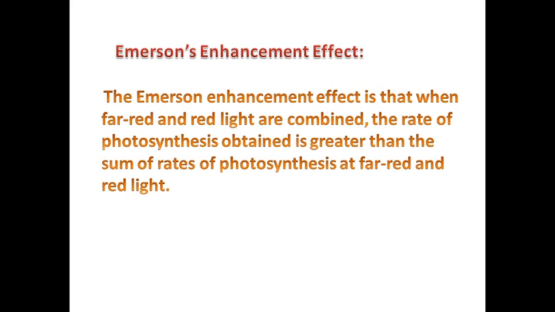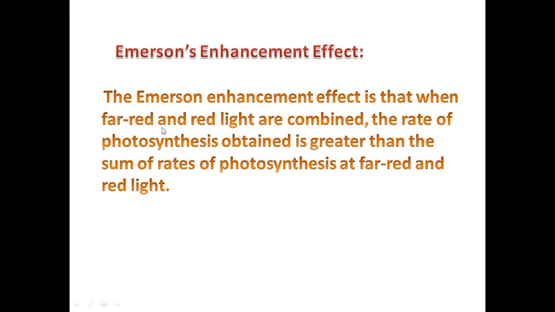Now there was Emerson's enhancement effect. Emerson observed that when wavelengths of light above 680 nanometers were given to plants, there was a decrease in the photosynthetic rate. Next, he conducted another experiment called Emerson's enhancement effect. Then he combined two wavelengths, far red and red light. Far red is above 680, that is 700 nanometers, and red light is 680 nanometers.